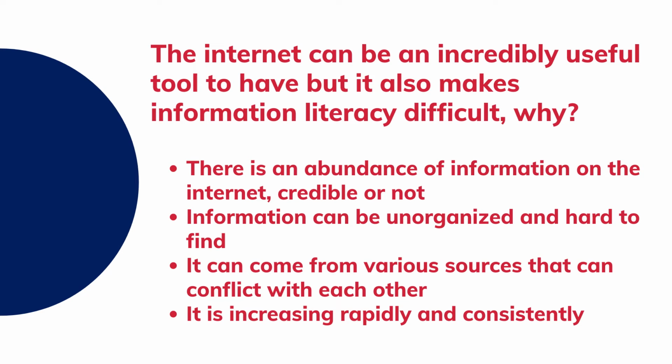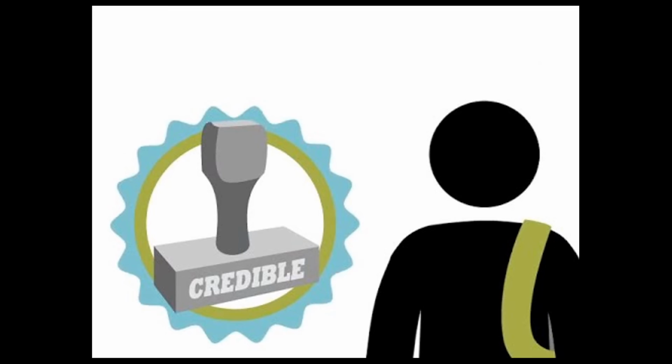It can come from various sources that can conflict with each other. You'll always have someone saying something and then another saying the opposite of what you've just read. So you need to read everything in order for you to make the wise decision. But if you're still not sure, continue your search. Okay? The change in information on the internet is increasing rapidly and consistently. So you need to be up to date with what you're reading, what you're hearing, etc. Remember, always look for information that is credible.